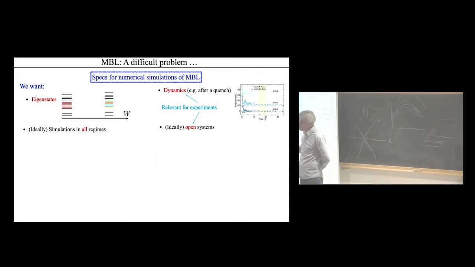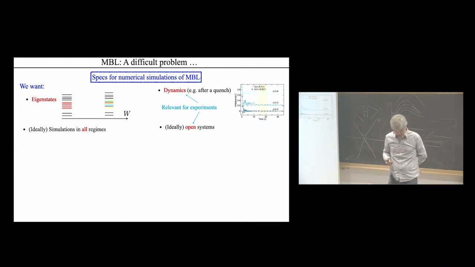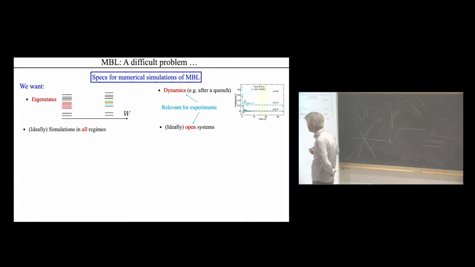So why is it a difficult problem also for numerical simulation, this many-body localization problem? First of all, let me give a few specs of what we would like as outcomes to understand the physics of MBL. We would like eigenstates. More precisely, we would like eigenstates in the middle of the spectrum. Ideally, we would like a method which works in all regimes, in the MBL regime and in some more thermal regime in the middle. Also, we would like something which tells about dynamics, especially after a quench, because this is exactly what happened in the experiment, like in this experimental plot that you have seen. And also, ideally, if we would like to model in much more detail what happens in experiments, we would like to be able to treat open systems. Of course, that's too much for a single method.